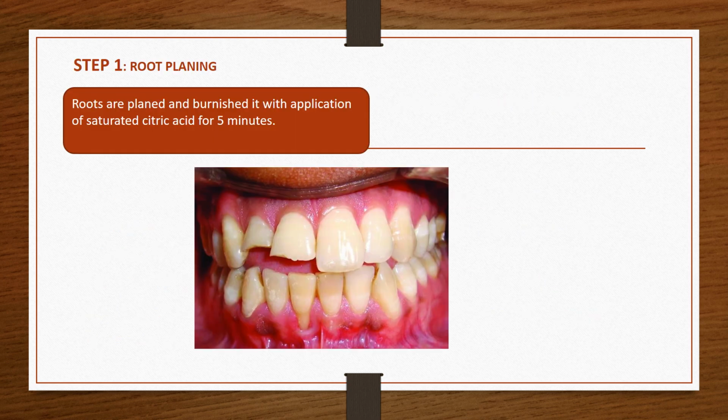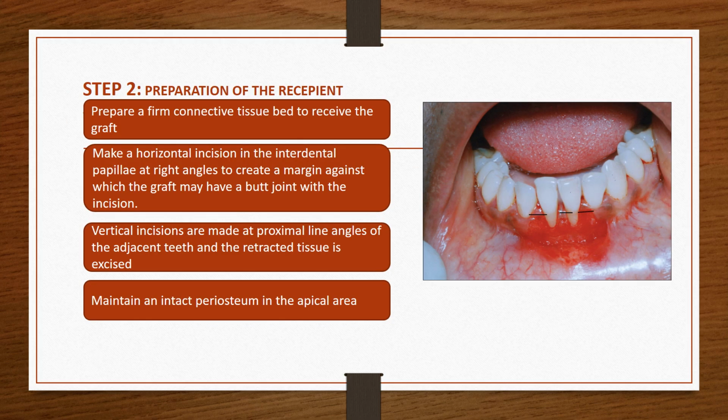So how is it done? If we are using it for root coverage procedures, the roots are planed and smoothed, and then acetic acid will be applied for 5 minutes for root conditioning. Then we have to prepare the recipient site. How can we prepare the recipient site?